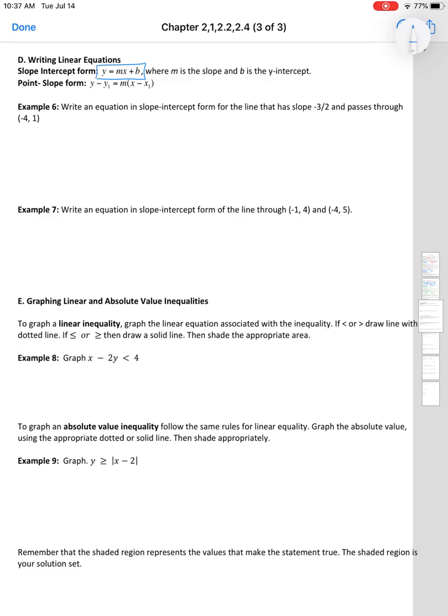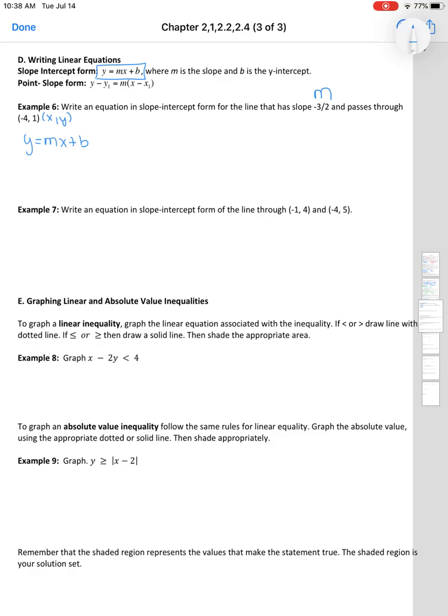So again, it notes point slope form. Don't worry about point slope form. We are focusing only on y equals mx plus b. That is what I stress, and that's what we'll be using. All right, so we're going to write an equation in slope-intercept form for the line that has a slope of -3/2 and it passes through (-4, 1).